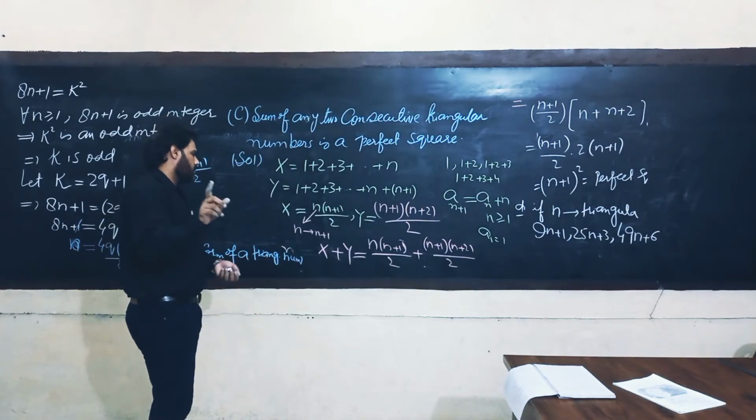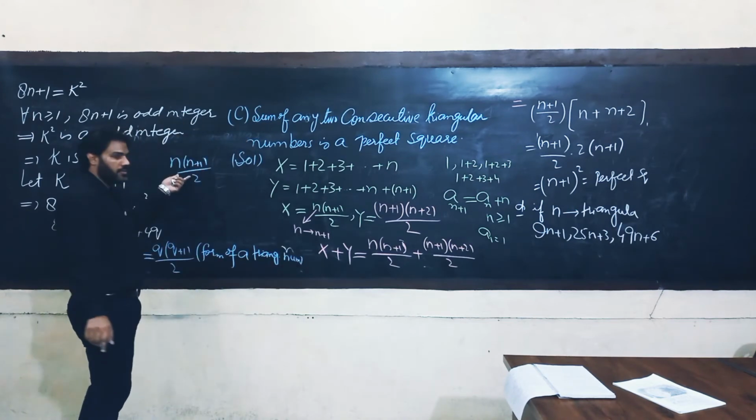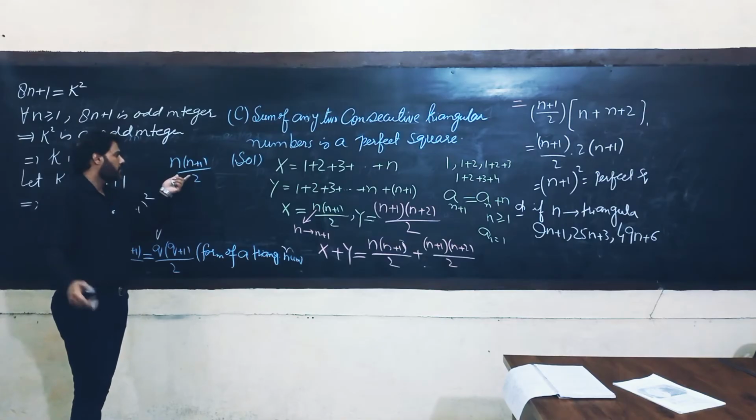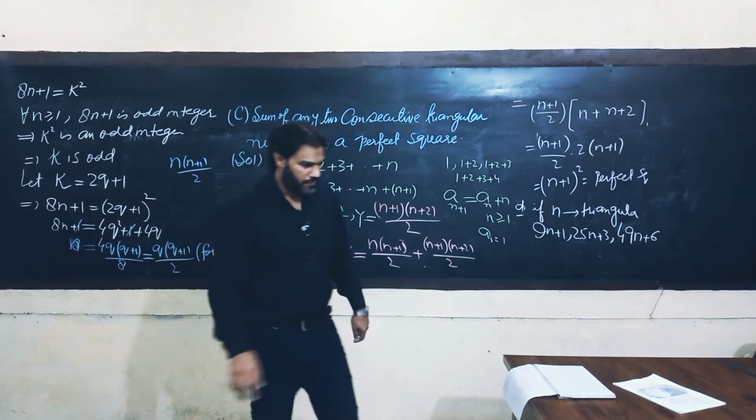So the key point throughout the exercise is simple. A number n is called a triangular number if it can be written in this form. Any number x, y, z is called a triangular number if it can be written in the form n into n plus 1 by 2. This is the simple key idea.